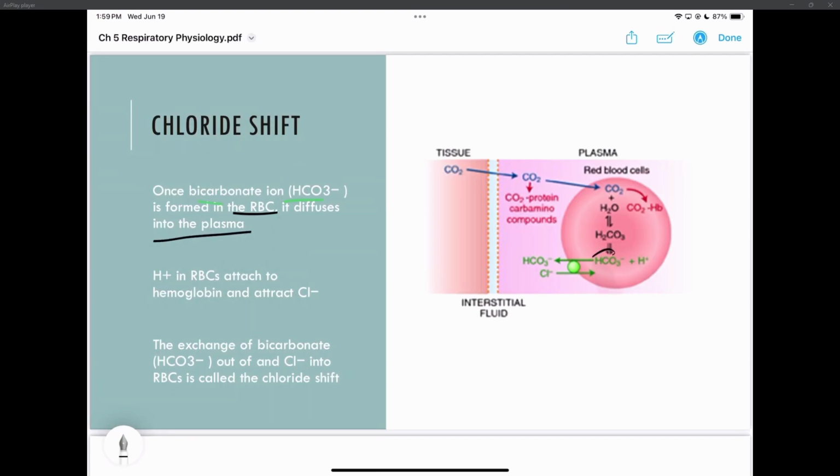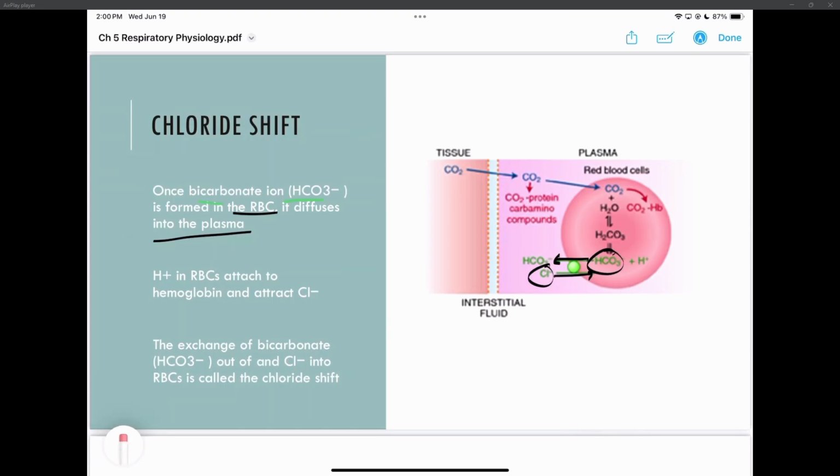So there is our bicarb right there in green. It comes out, but a chloride ion will come in as an exchanger. They're both negative. Chloride is negative, bicarb is negative as well, HCO3 minus. They just help each other out on the way out.